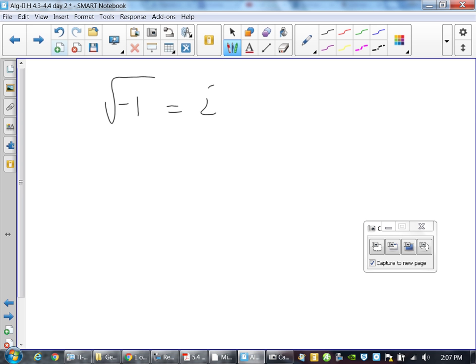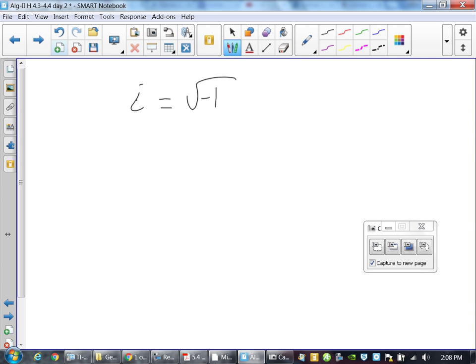Now, the other thing that I want to start walking through is that sometimes we can have different powers of i. I'm going to write this backwards here. I'm going to rewrite this as i is the square root of -1. Is that okay?